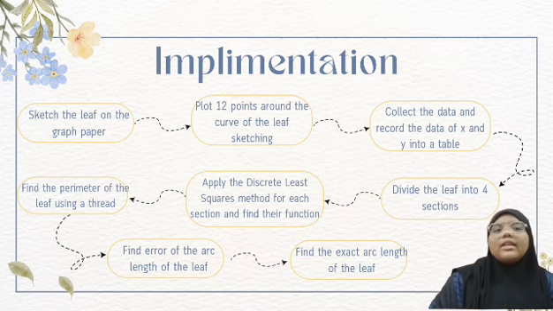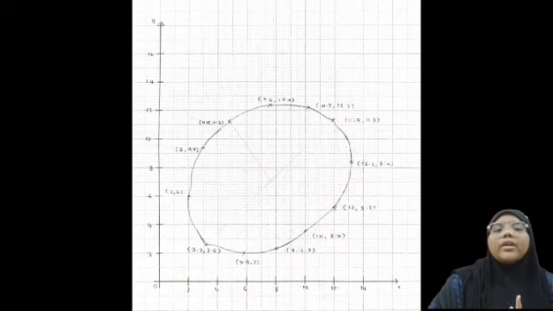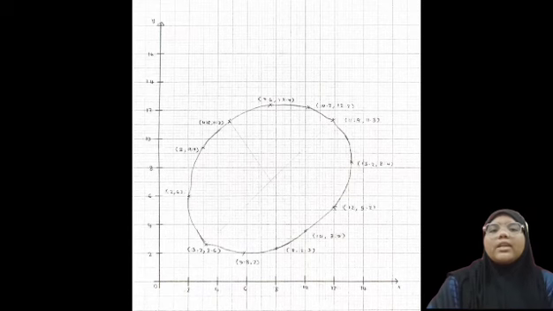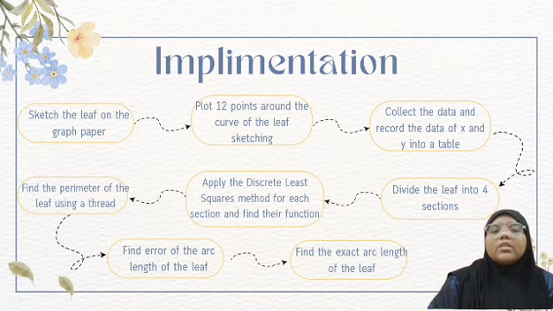Now, let's look at the steps we followed to find the arc length of a leaf using the discrete least square method. Step 1 was to sketch the leaf on graph paper. Then, we marked 12 points around the leaf outline. After that, we recorded these x and y points into a table. Next, we divided the leaf into 4 different sections. For each section, we used the discrete least square method to find its mathematical function using Cramer's rule.